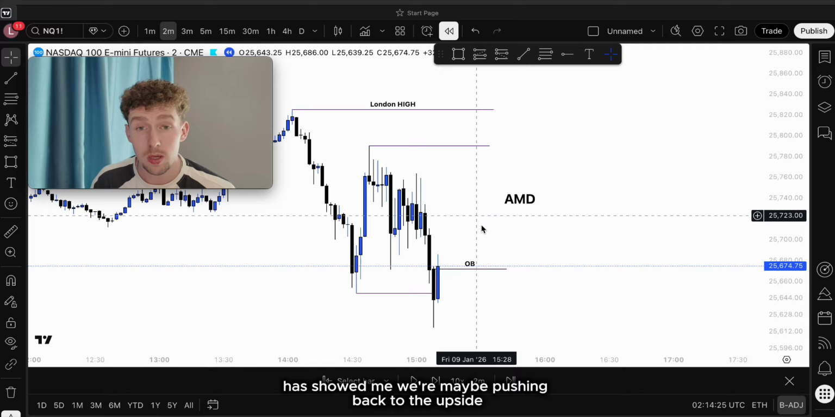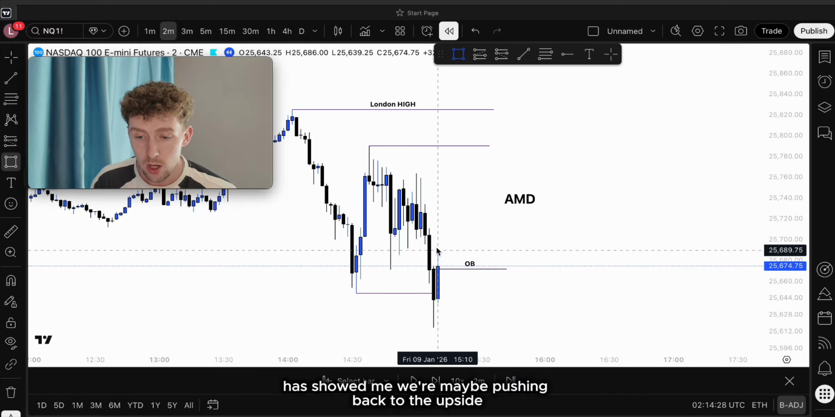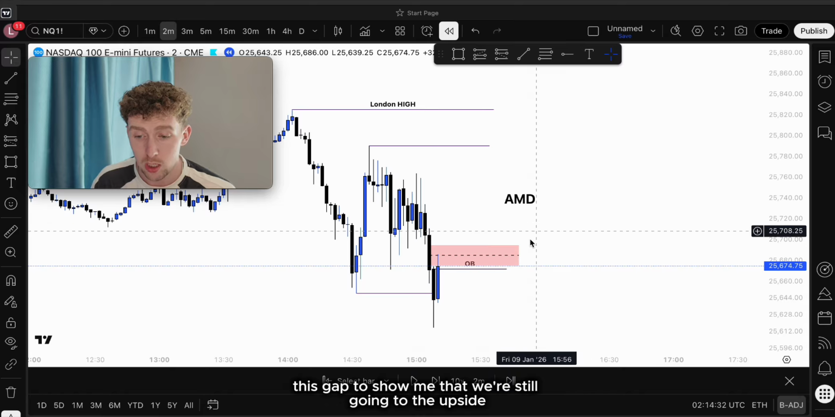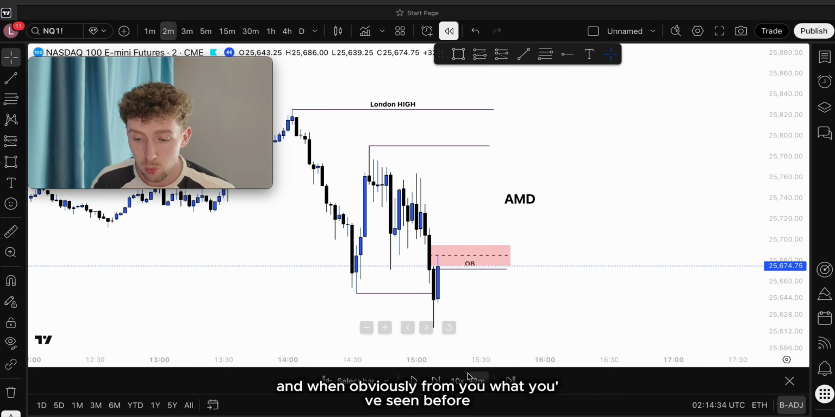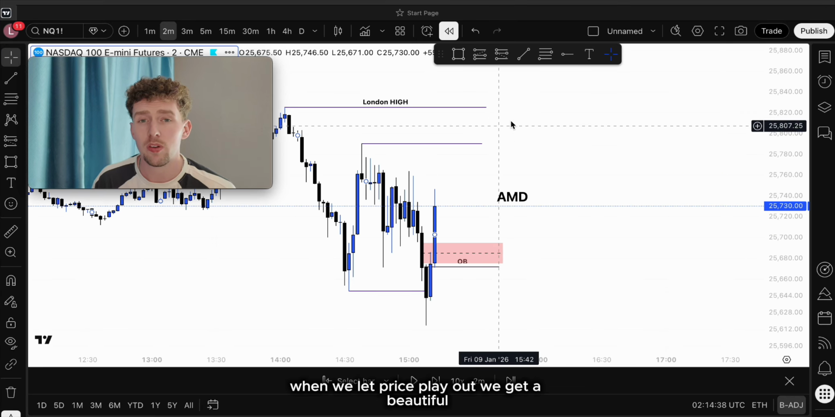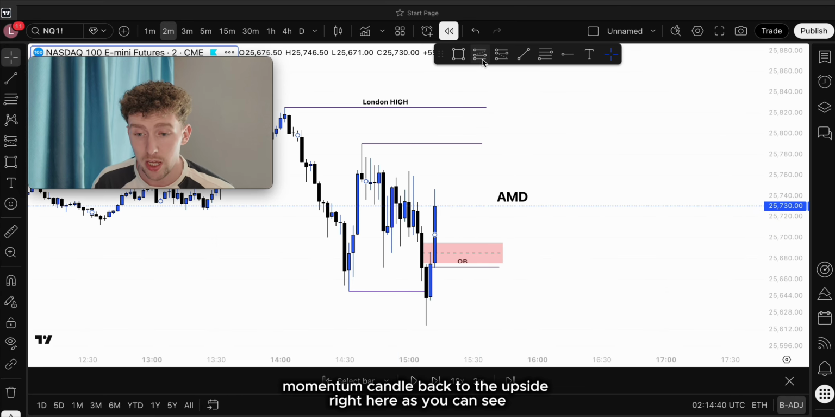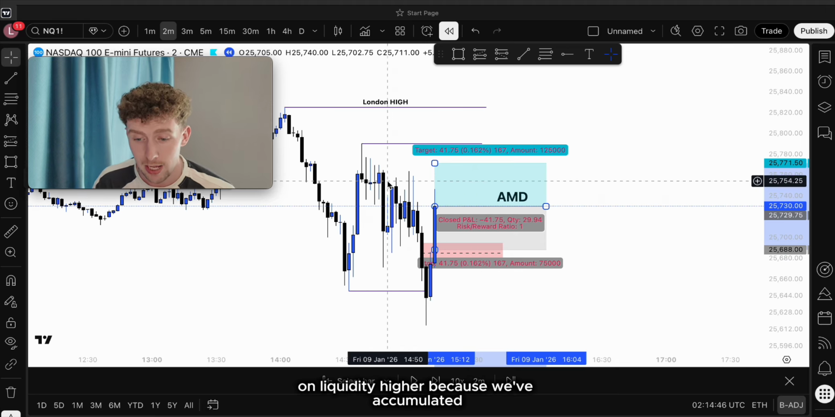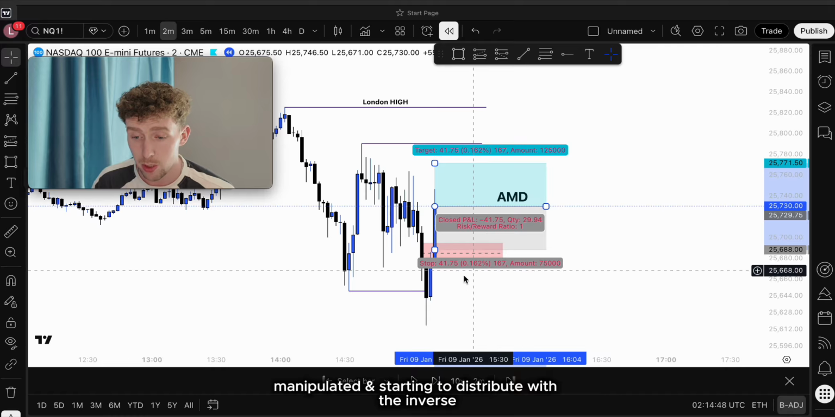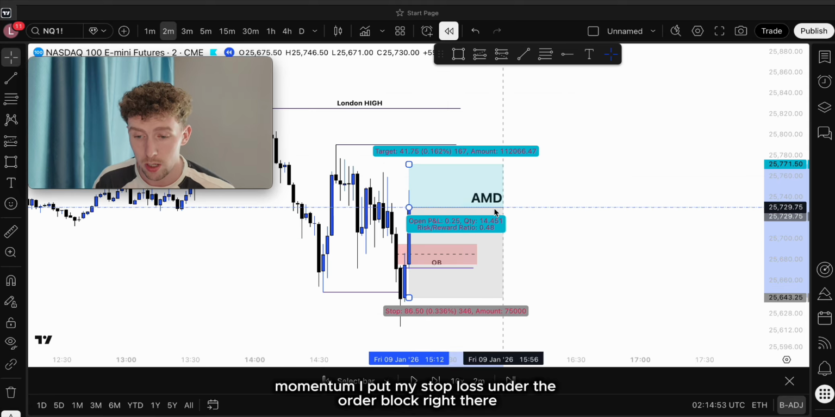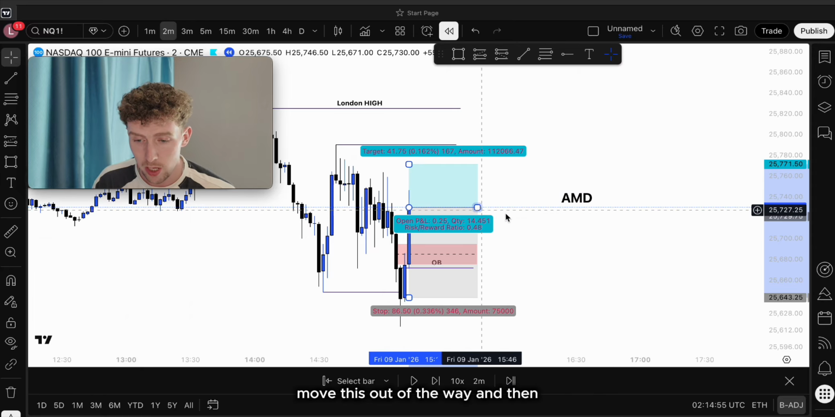So price has showed me we're maybe pushing back to the upside. We'll need to inverse this gap to show me that we're still going to the upside. And obviously from what you've seen before, when we let price play out, we get a beautiful momentum candle back to the upside right here, as you can see. That would be my entry right there. Because we've drawn liquidity higher, because we've accumulated, manipulated, and started to distribute, with the inversion with momentum, I put my stop loss under the order block right there. Move this out of the way.